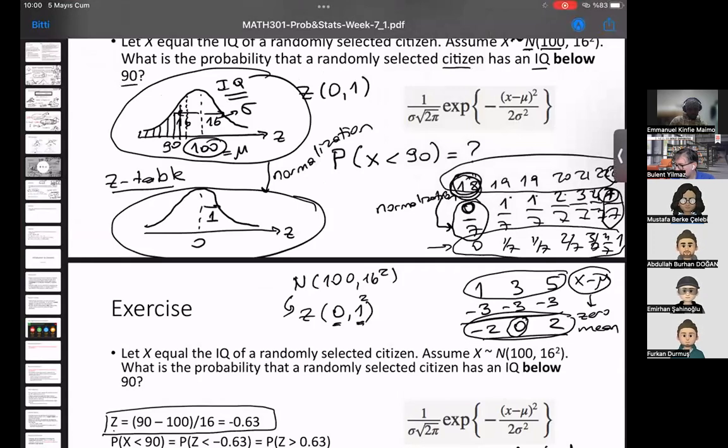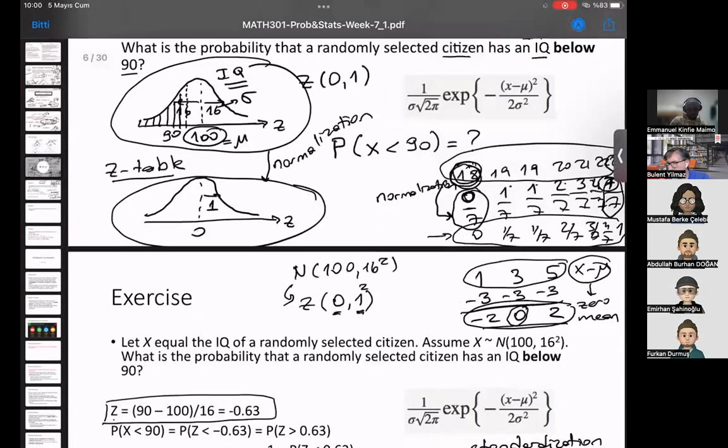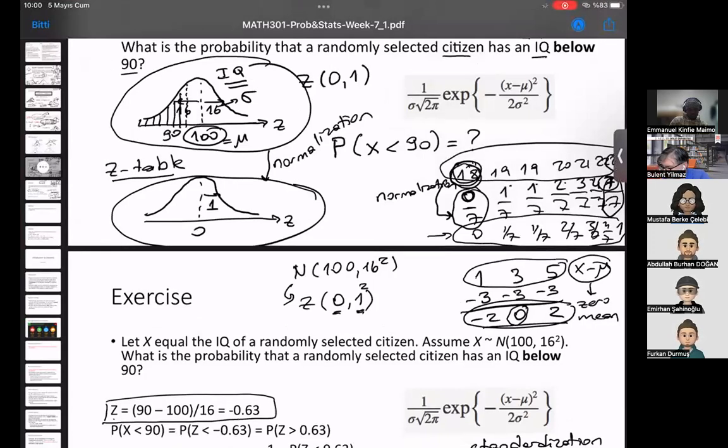It's not working. If you have a distribution like this, okay, can you see my mouse? Can you see my cursor, guys? Yes? No? Can you see my cursor on the screen? You cannot see it.